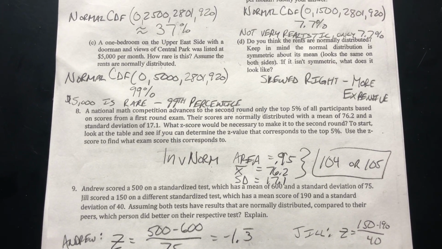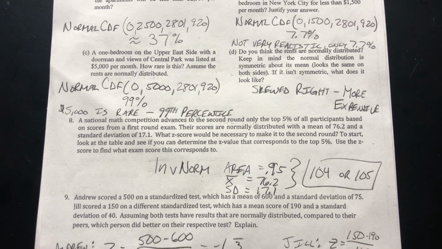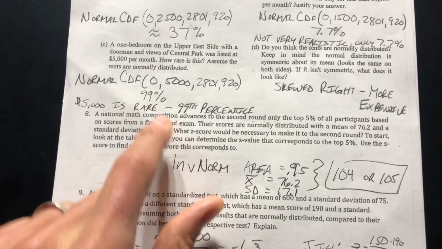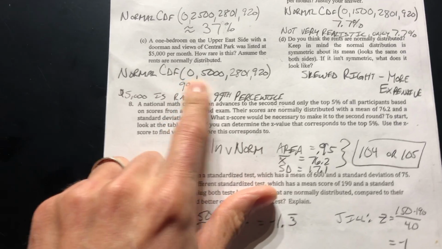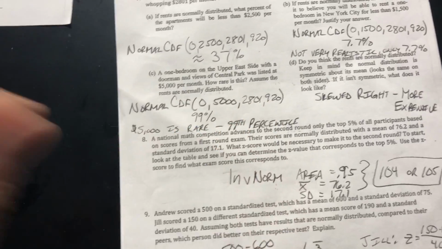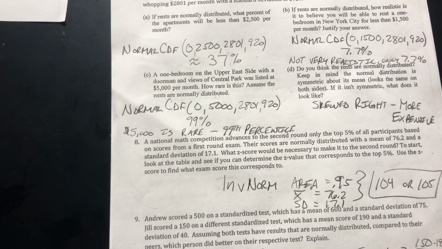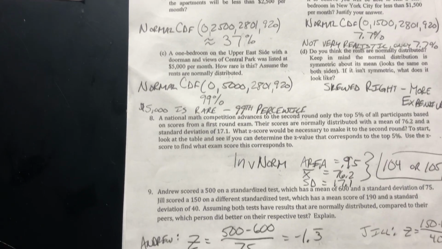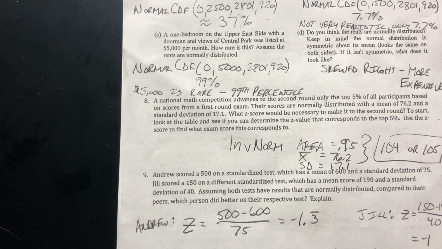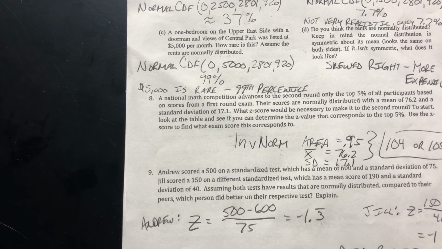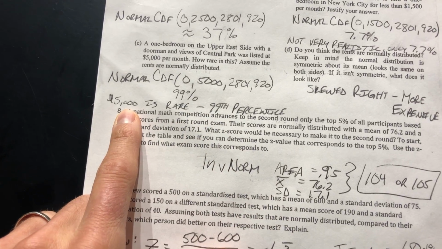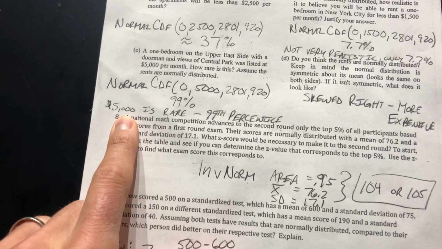C, another normal CDF, we're talking 5,000 a month or less. So how rare is this? So I have 5,000. I put 0, the mean, the standard deviation. 99% of the apartments are $5,000 or less per month. So above that, this is the 99th percentile. All right, so $5,000 or more is very rare.